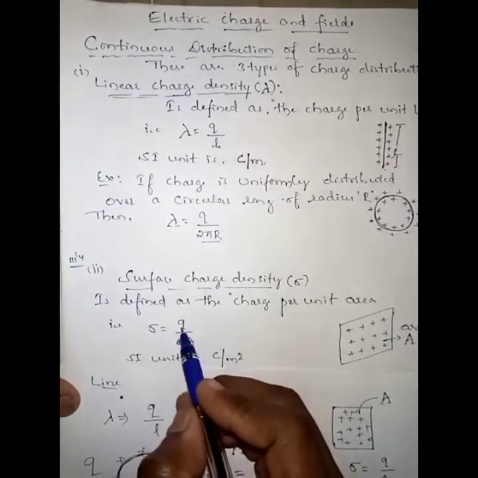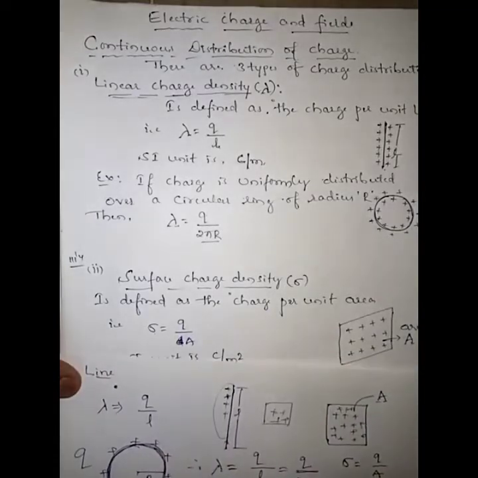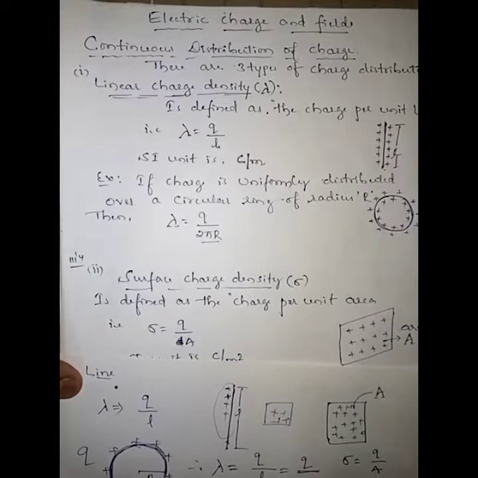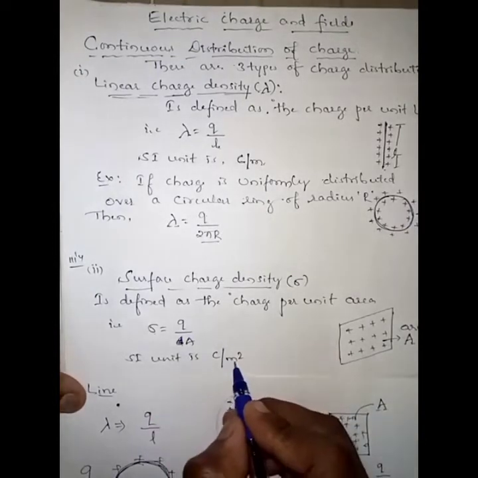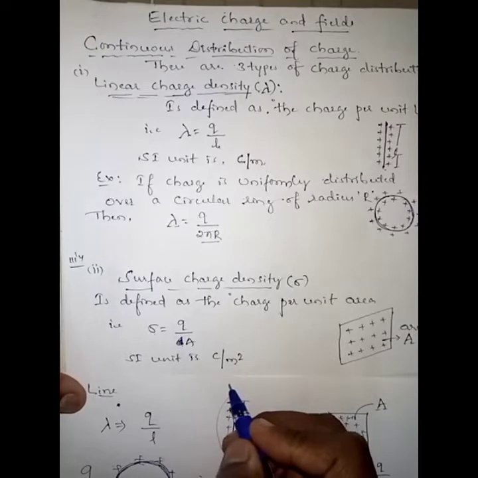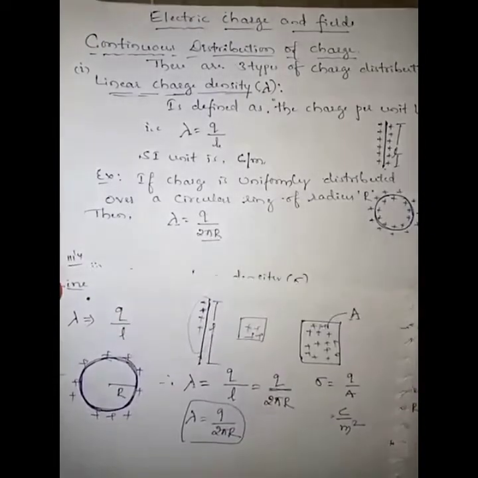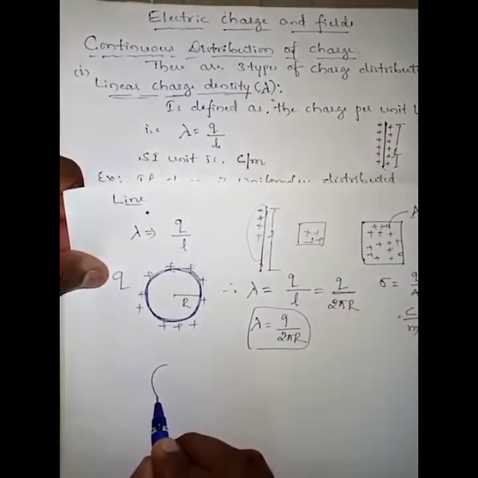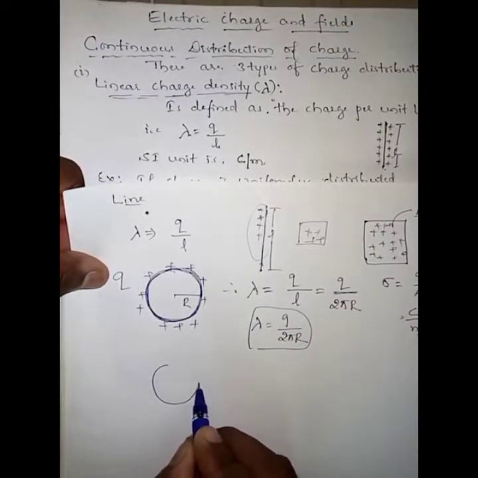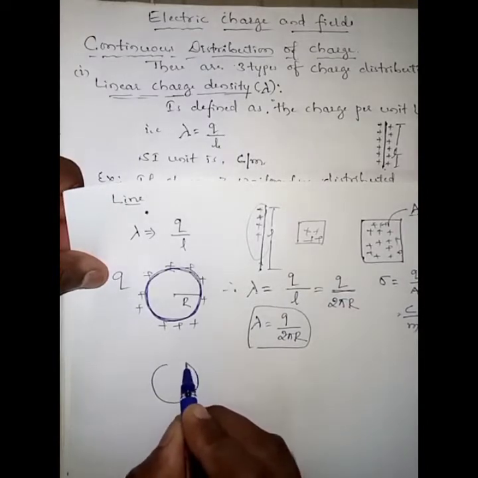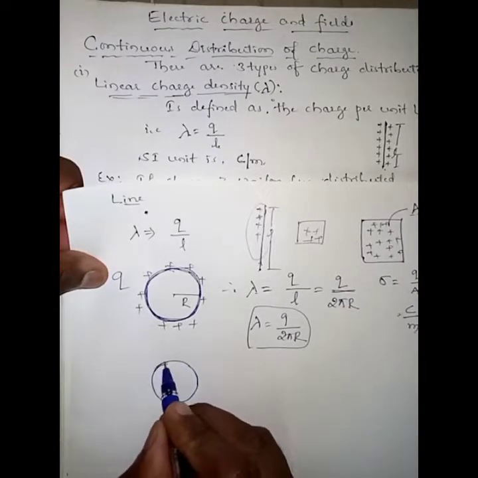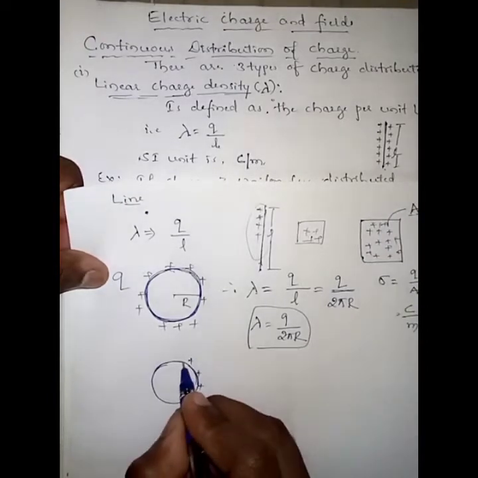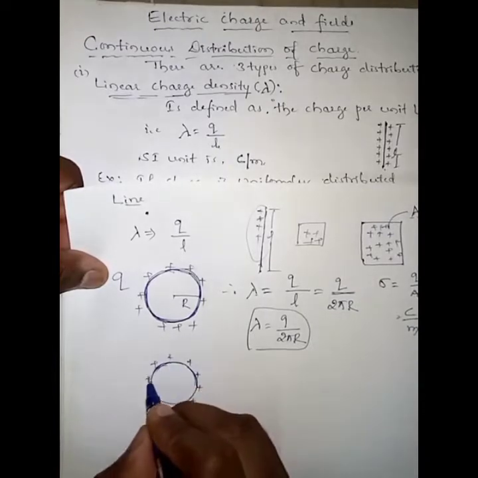Now what is the SI unit of this? Q is in coulomb and area is in meter square. Therefore, the SI unit is coulomb per meter square. Here also we can take one example: take a sphere, a spherical conductor, and place charges on it.